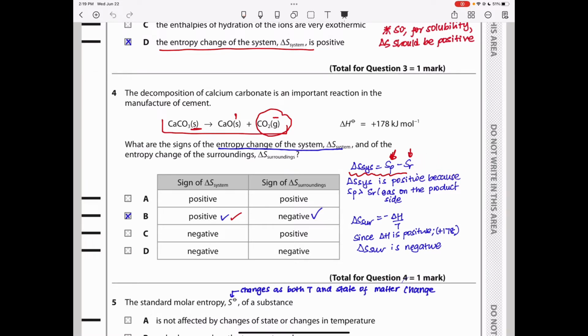And the S surrounding is negative delta H over T, and since this is an endothermic reaction, this value here is going to be negative. That is why we see it here. So the S surrounding will be negative no matter what, because that delta H is positive. So the answer should be B, because it satisfies both answers.